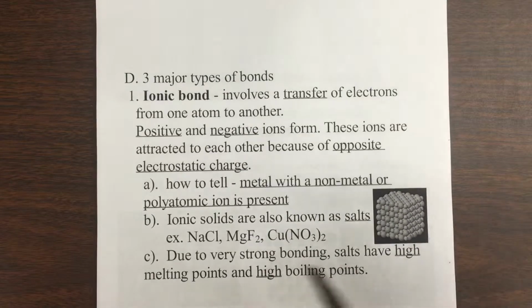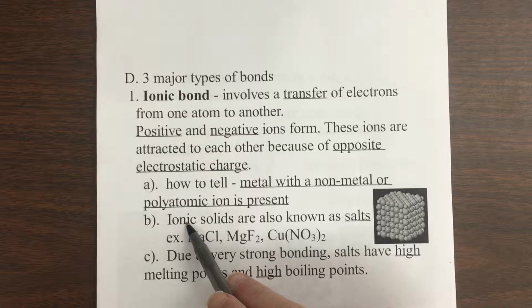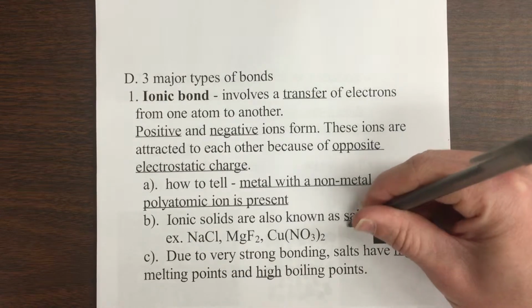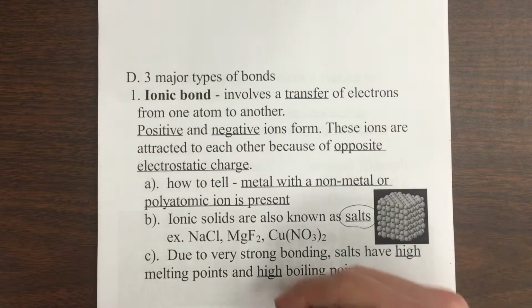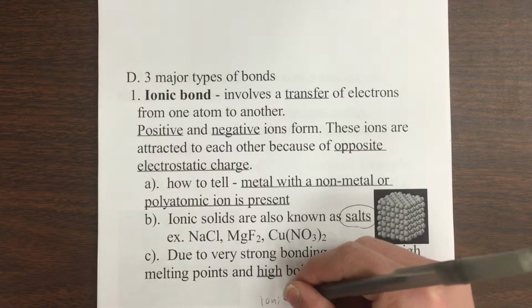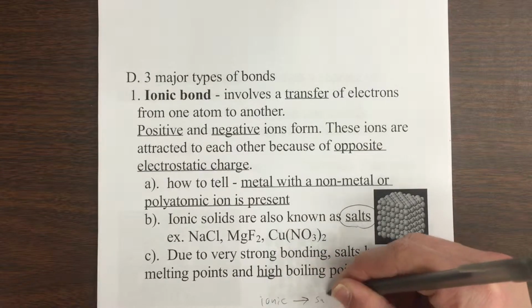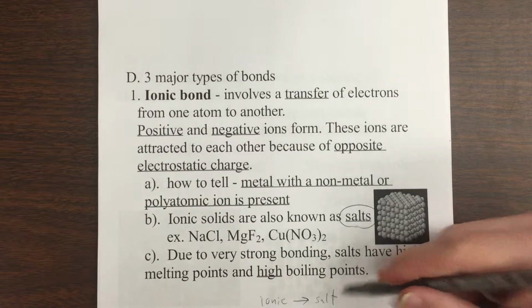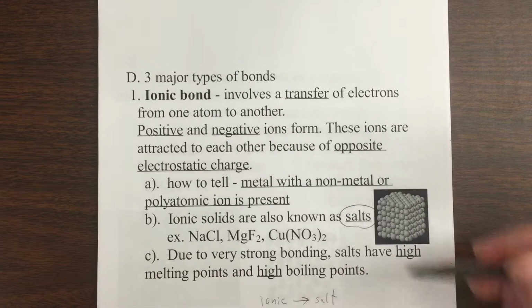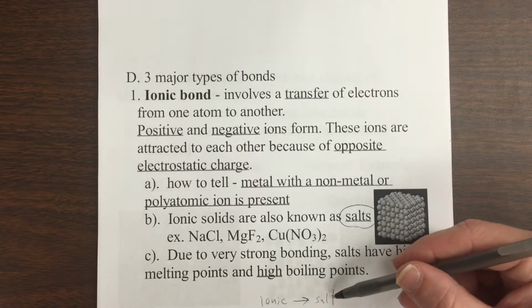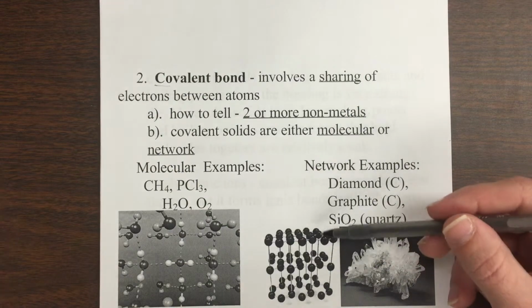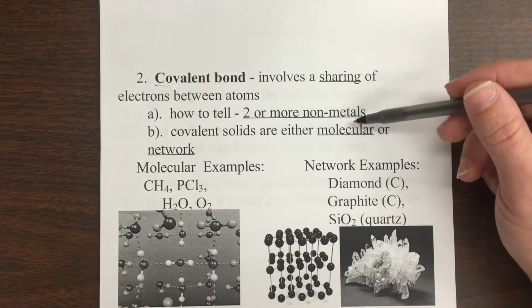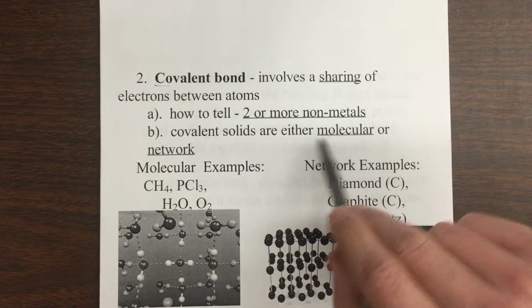Going back to this, whenever we have an ionic solid, they are known as salts. So anytime you have an ionic bond, that will form a salt. That is what we call the solid that gets formed. So generically, sodium chloride is table salt, but any type of metal and nonmetal combination will be referred to as a salt. Whereas with covalent, when we form that solid, we're either going to have a covalent molecule or a covalent network.